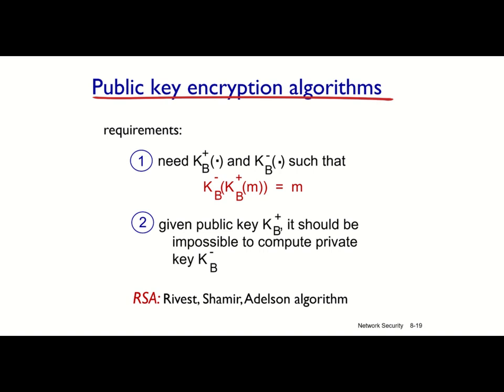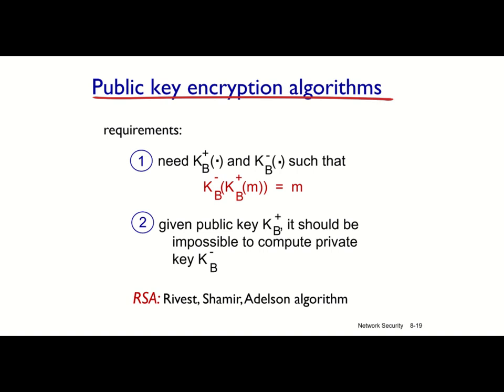So basically, the idea of this encryption algorithm is that if you know K_B^+, which means the public key, it should be impossible to compute the private key K_B^-. As I said, K_B^+ is the inverse of K_B^-. So we have to come up with a public function that it's impossible to calculate its inverse function. One of the most famous public key encryption algorithms is called the RSA algorithm.